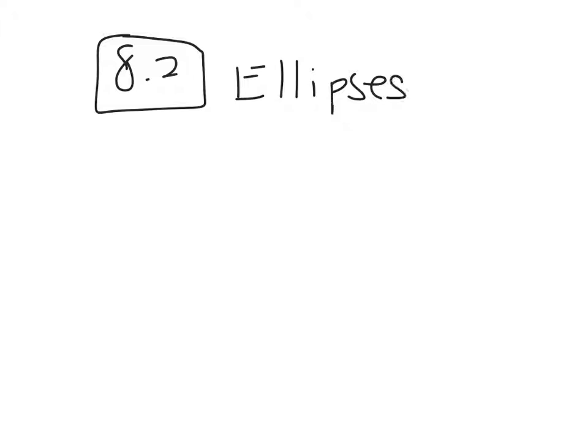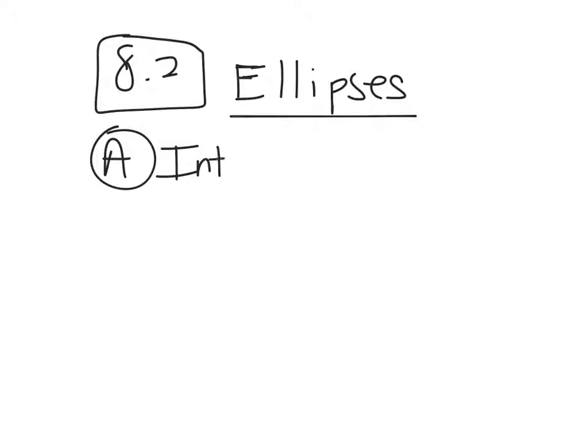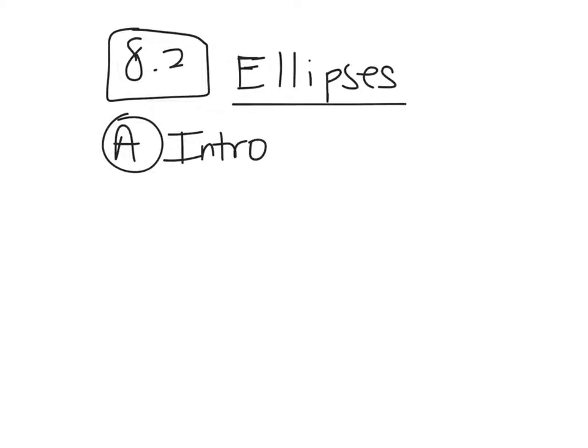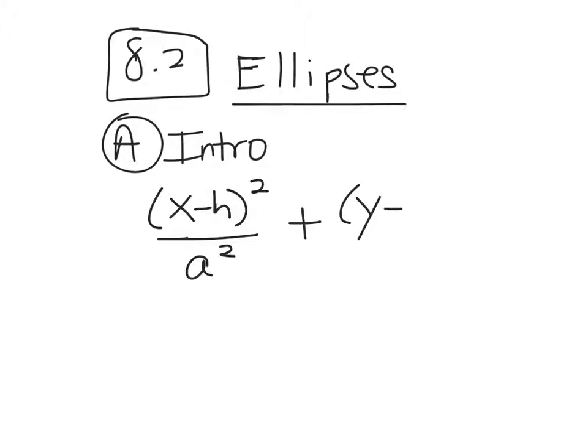Ellipses. All right, so if you've ever studied conic sections, you probably know what an ellipse is. It's an oval, okay? So let's go ahead and start with an introduction into what an ellipse looks like, its equation, all that good stuff. All right, so first of all, the equation of an ellipse is this. (x minus h) squared over a squared plus (y minus k) squared over b squared equals 1.